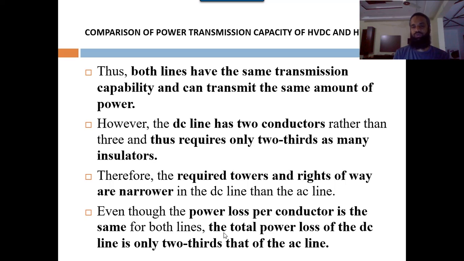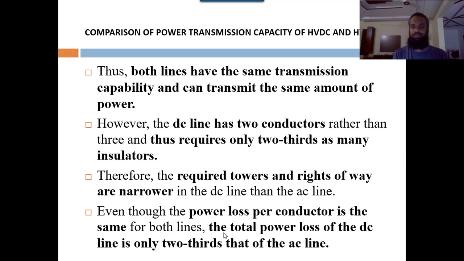The DC link has 2 conductors rather than 3, thus requiring only 2/3 as many insulators. If you see, for the AC we use 3 phases, so for the 3 phases we transmit on 3 wires. For the DC we practically do not have any phases, but we use 2 different supplies to connect it. So practically we need at least 2 conductors. So for the AC we have 3 conductors, for the DC we have 2 conductors, so it is a cost effective solution. Therefore the requirement for the tower and the right of way are narrower for DC as compared to the AC.